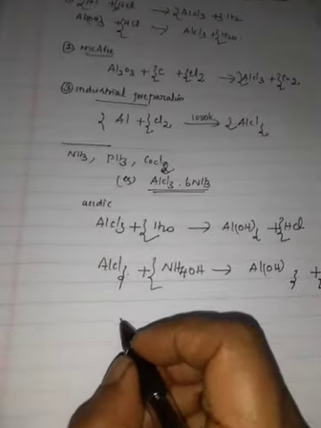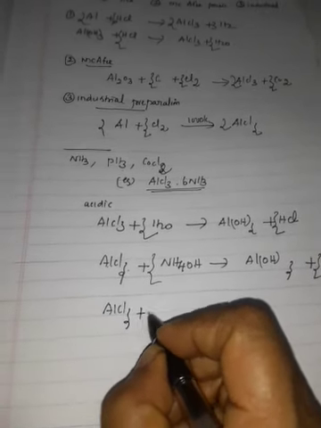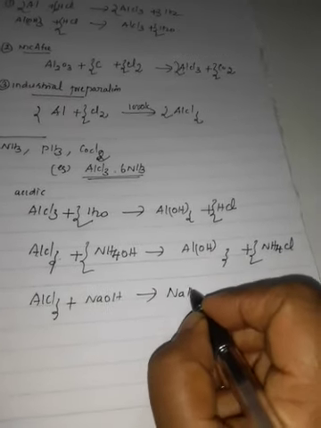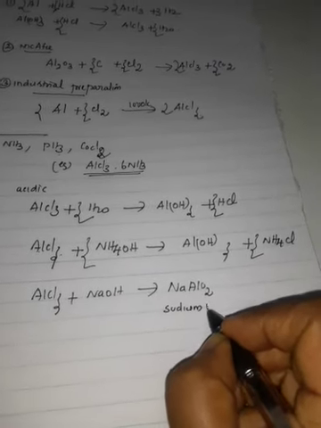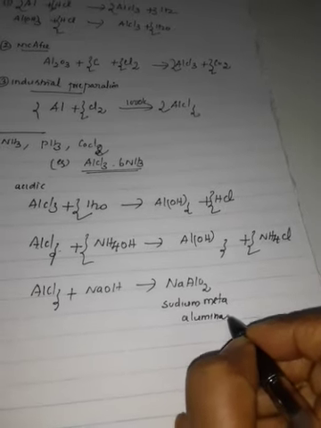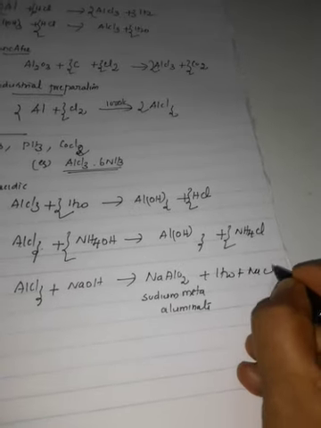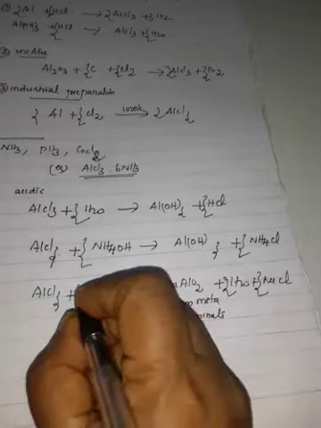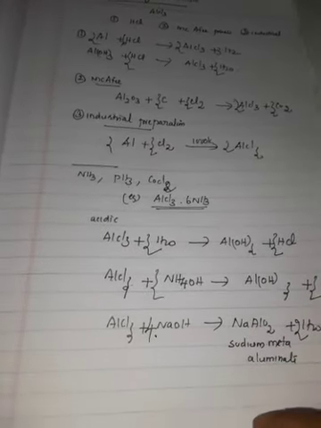Okay. The last one, aluminium chloride with excess of sodium hydroxide forming sodium meta-aluminate. Sodium meta-aluminate, water molecule and NaCl are formed. On balancing, these are the few chemical properties.